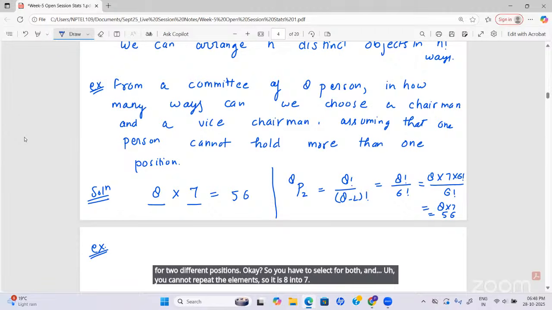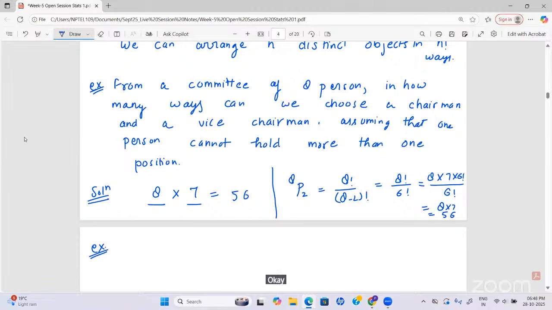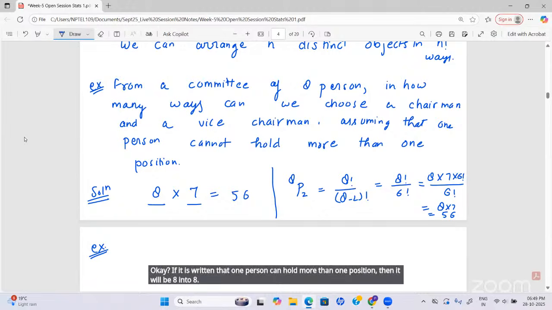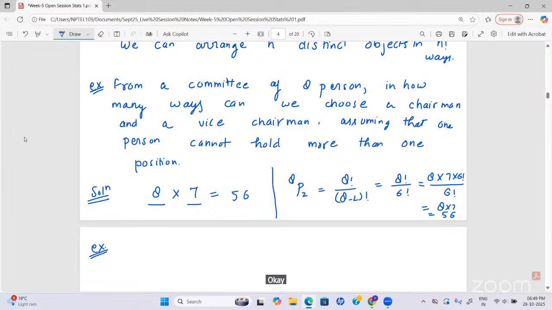If suppose repetition is allowed, if it is written that one person can hold more than one position, then it will be 8 into 8. Ma'am, in this question, can we write 8C1 into 7C1?